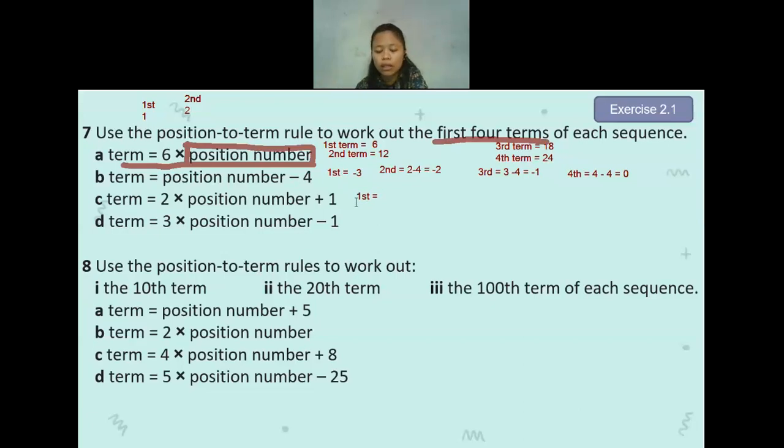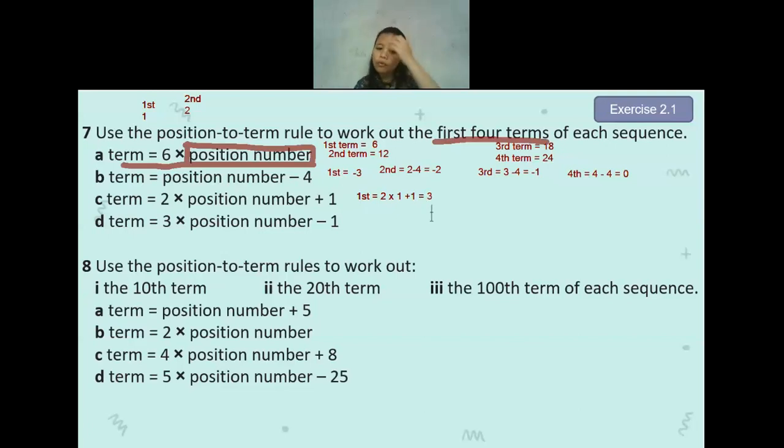If you cannot directly find the answer, we can write the calculation. 2 times the position number. What number do we replace it with if it is the first term? Because it is the first term, we replace it with 1. 2 times 1, after that plus 1. We only replace the position number with whatever term we are looking for. That's why 2 times 1 plus 1 equals 3.